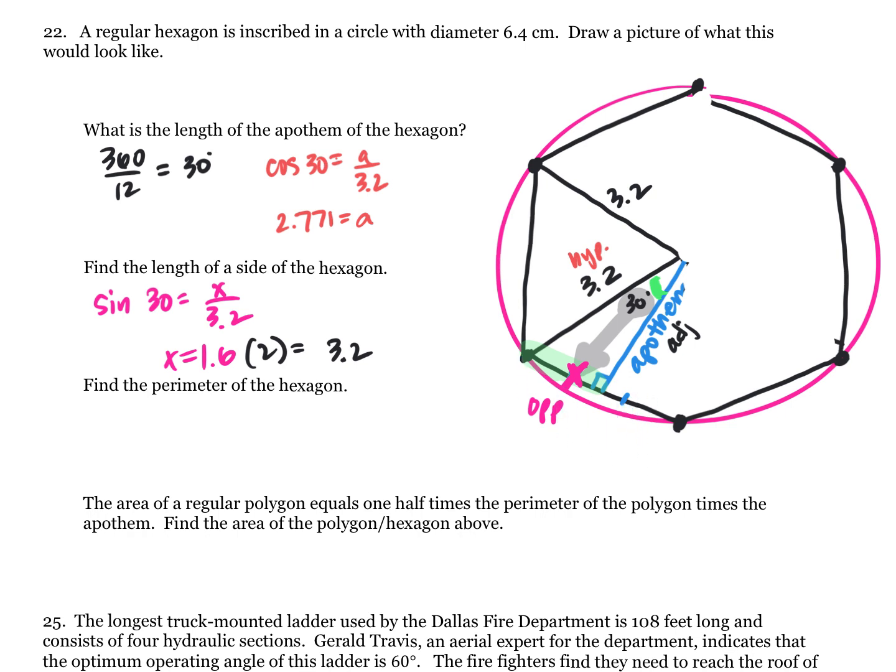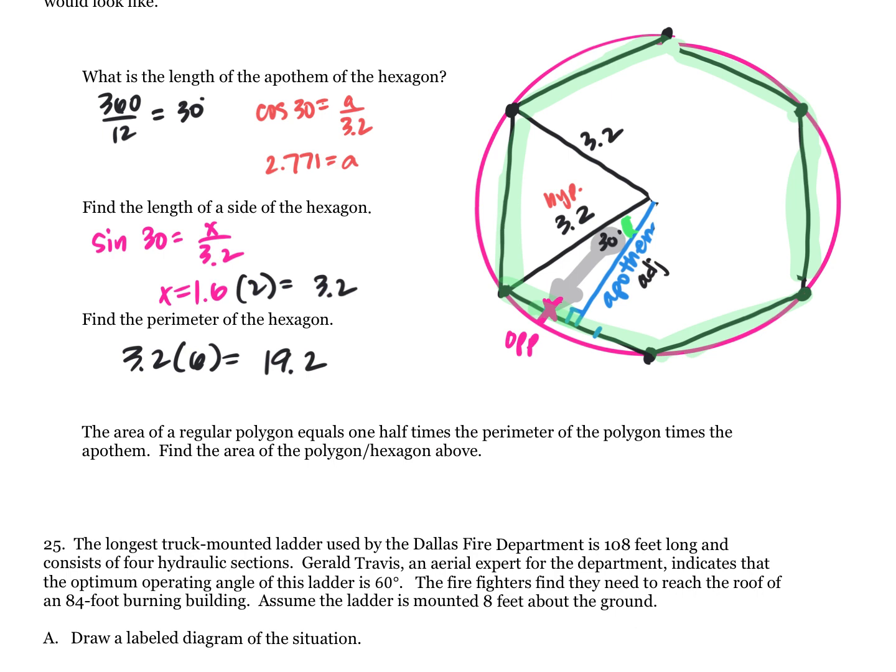Yep. Question, how would I get perimeter if this little leg here is 3.2 and this little leg is 3.2, what do we do? Just 3.2 times 6. 19.2. Thanks, buddy. Then, this last part says, what's the area?